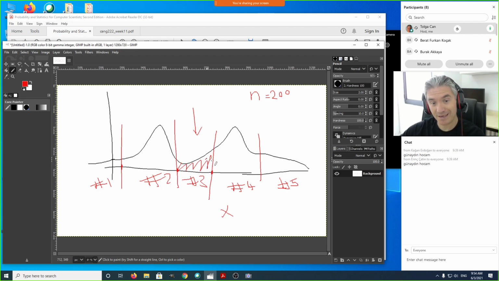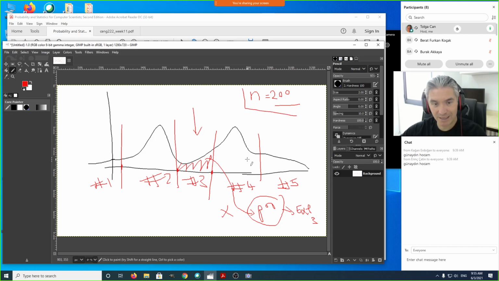So after you find the area under the curve here, that's your probability, and you multiply it with this n, 200, to find the expected count of numbers that fall in this bin 3. So we will always have to consider the sample size to determine the expected counts.